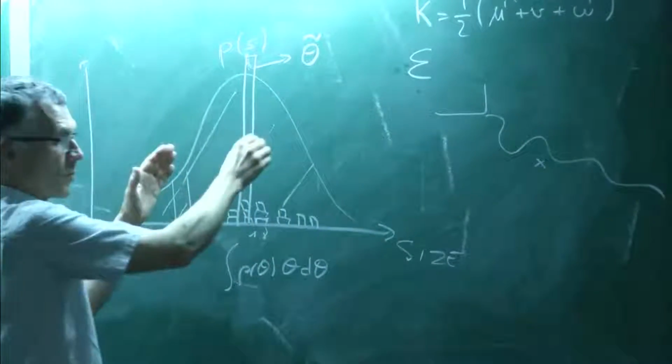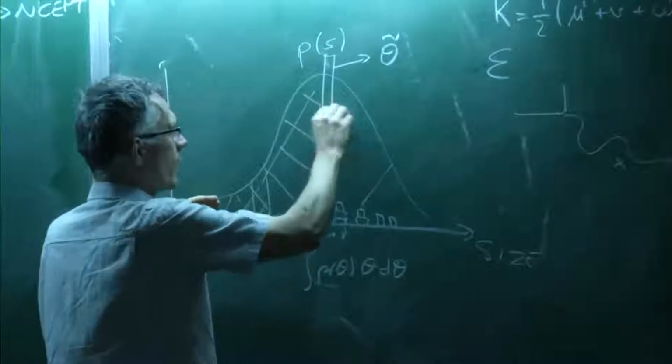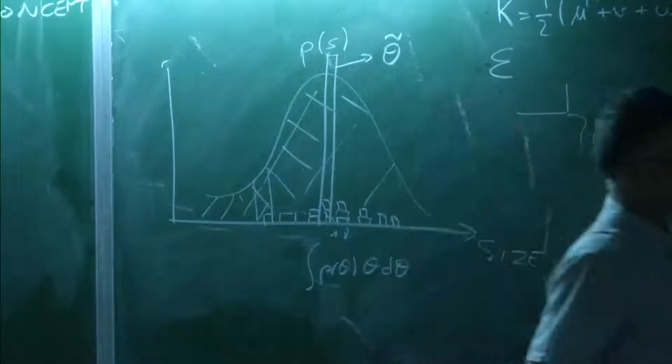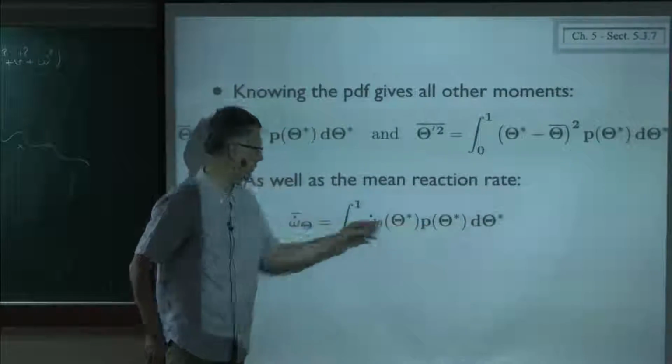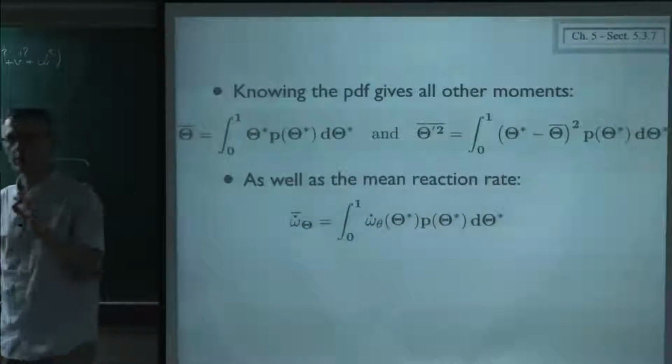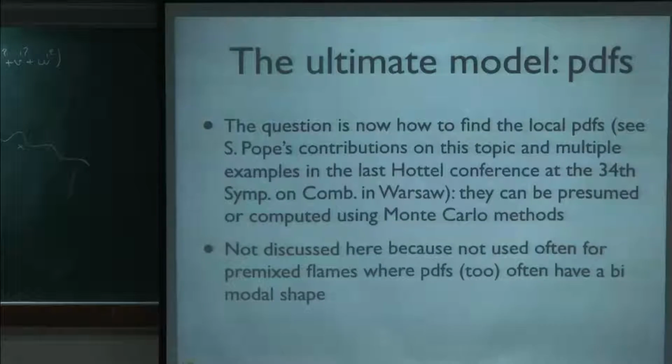But now we have much more information. We know not only the average, we know all points here. And so we can integrate the reaction rate multiplied by the probability density function, and then we will have exactly the mean reaction rate. So that's a great method in that aspect. The problem is to find the PDF. And there are quite a few.